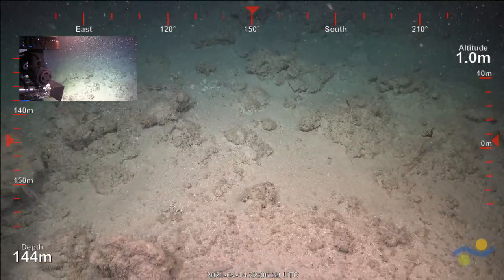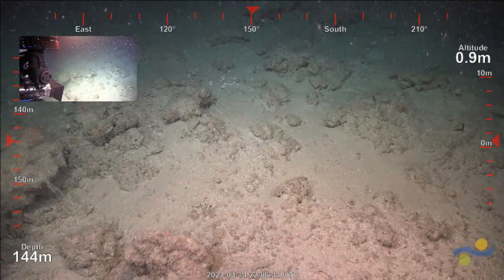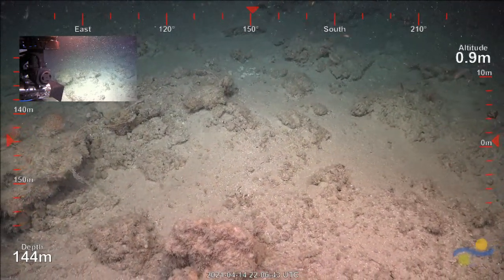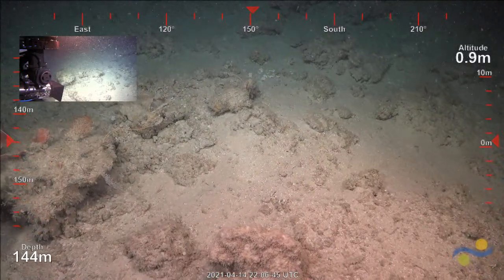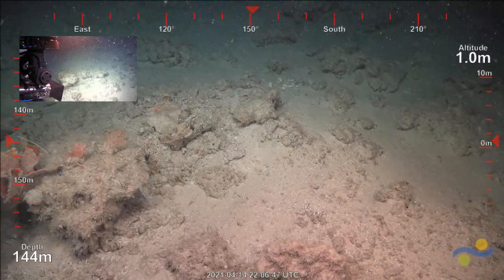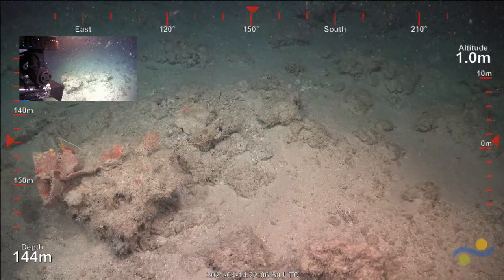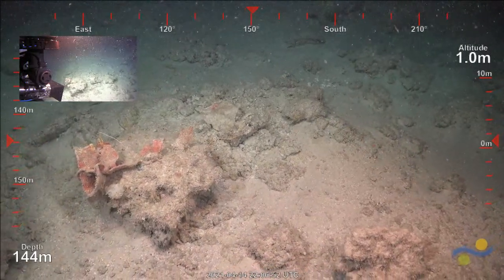Where are we in relation to the midpoint? We're about a quarter of the way through the transect. Okay. You see the back of the ship there? Yep. The blue dot just southwest of it. That's the midpoint. Cool. Gotcha. Thank you.